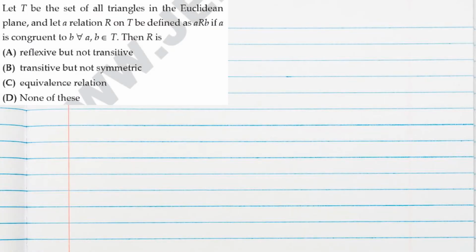Now one by one we will see all the questions based on relations. First question is: let T be the set of all triangles in the Euclidean plane, and let a relation R on T be defined as A is related to B if A is congruent to B. That means if T1 and T2, two triangles I take from this relation, they are congruent. Okay, so three things we have to check: reflexive, then symmetric, and transitive.